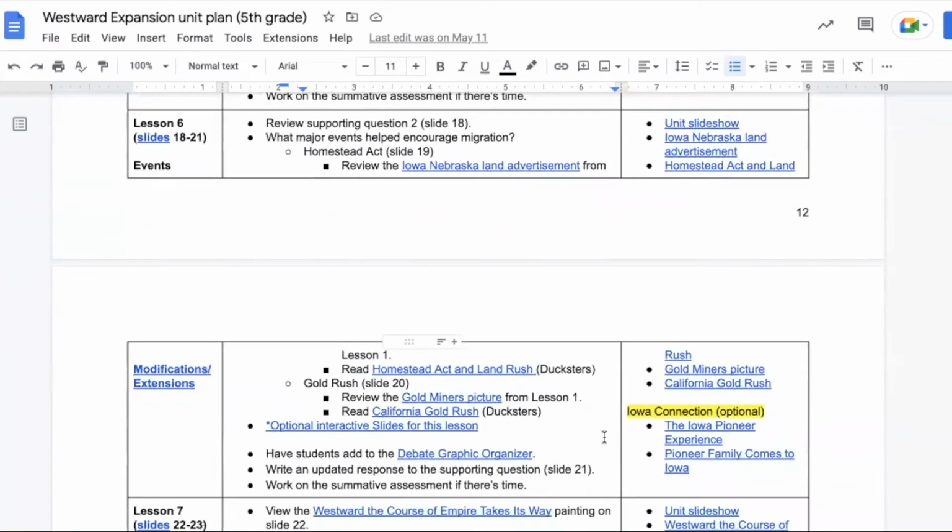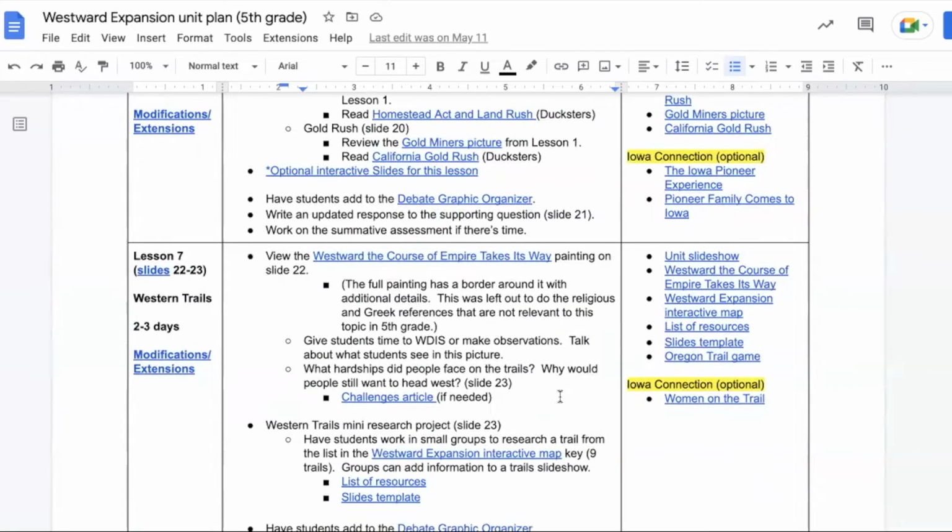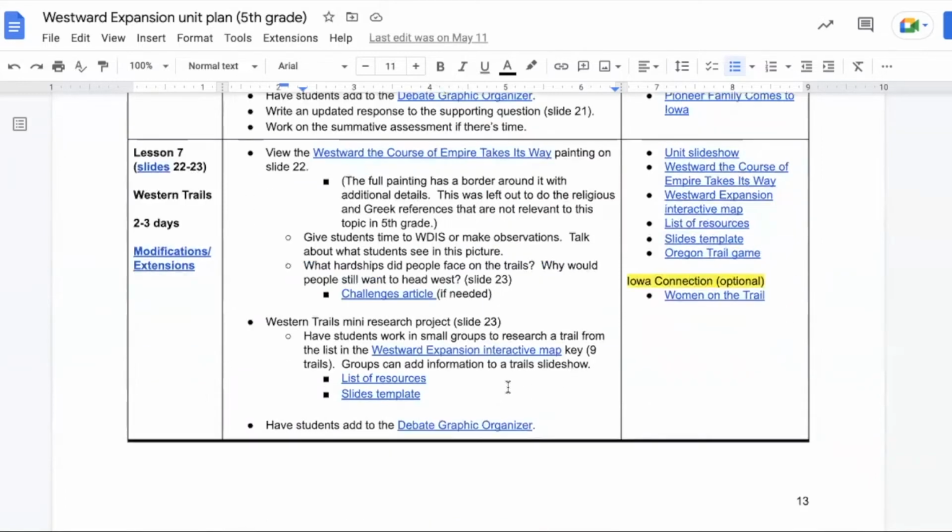Lesson 6 focuses on the events of the Homestead Act and the Gold Rush, and there are a couple of opportunities for connections with Iowa that you may or may not want to do based on the amount of time you have. Lesson 7, we focus on the Western trails, and we learn about some of the challenges that people faced on the trails. And then there's time for a mini research project where students can work in small groups to research a trail from the list provided.